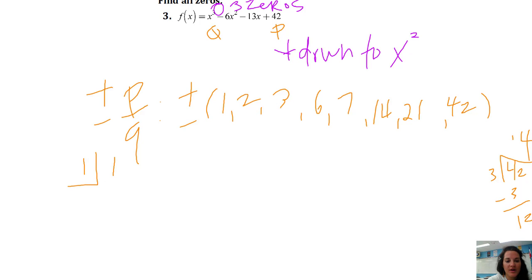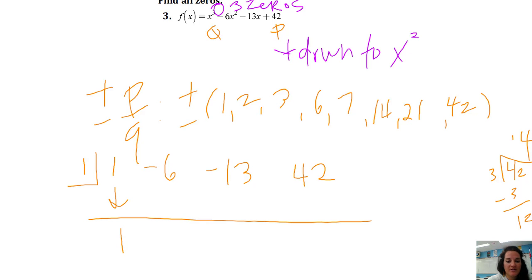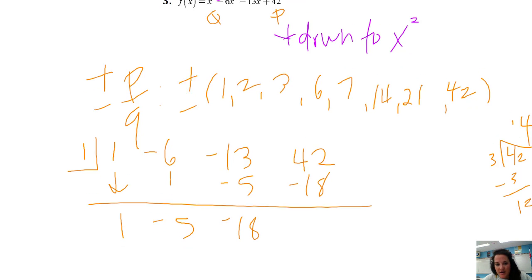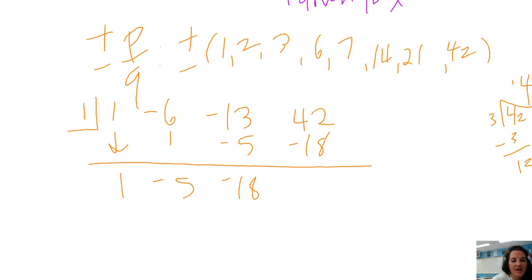Okay, so I'm going to go 1, negative 6, negative 13, and 42. Synthetic division, I'm trying to get 0 as a remainder. Negative 5, I already know going through this is going to be a no-go. Right? No. Okay, so 1's not going to work. So now I've got to do it again. I'm going to do it with a different color here. And now I'm going to try 3. Just guessing, because 1 was too small.